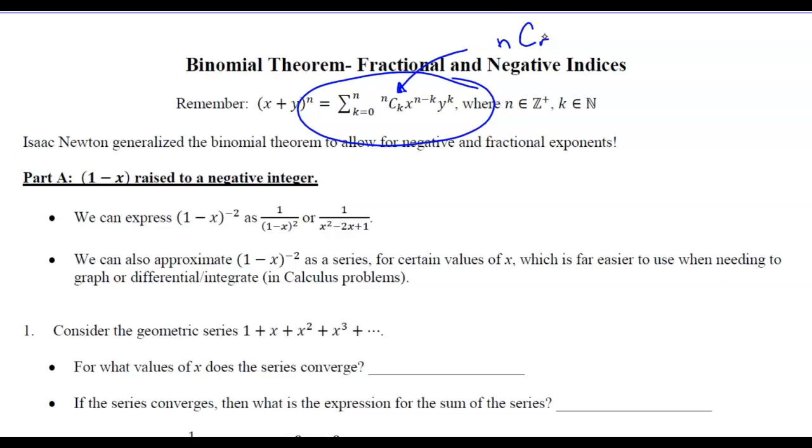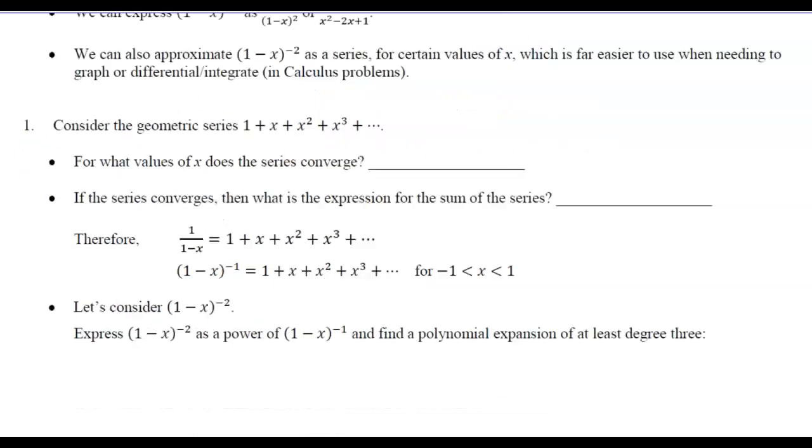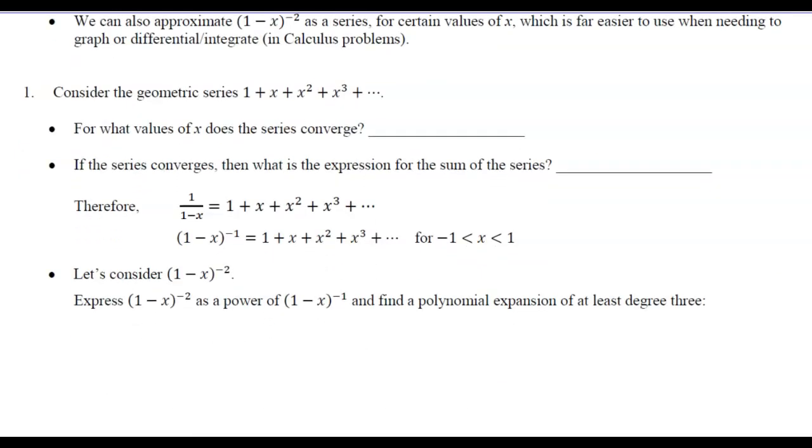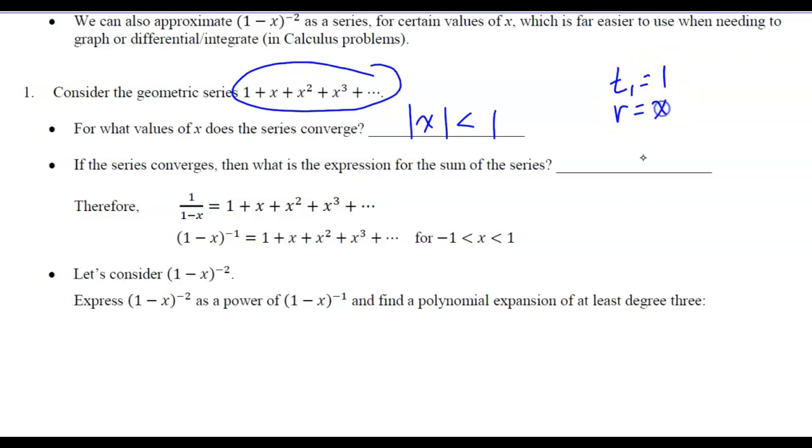So 1 minus x raised to the negative integer. Let's just think about 1 minus x raised to the negative 2. We're going to start with 1 minus x to the negative 1. If we remember our geometric series, that converges if the absolute value of x is less than 1. And so the expression, remember our first term in this case is 1, our common ratio is x, so the sum of the series is 1 over 1 minus x.